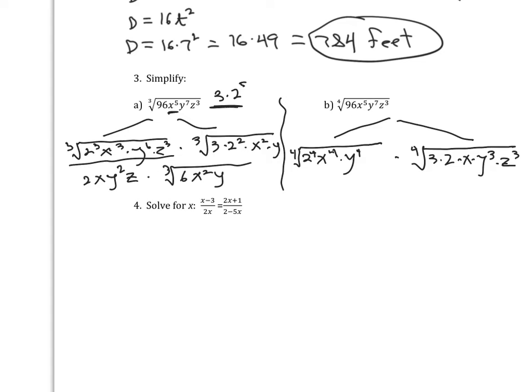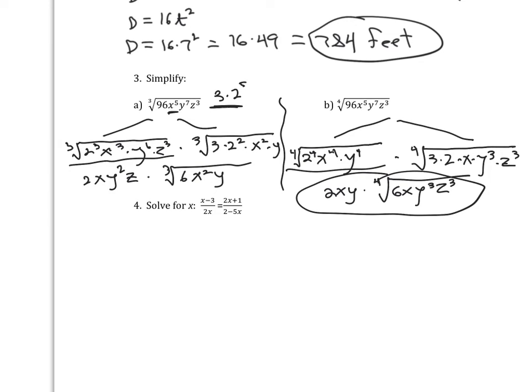And so we then take the fourth root of everything in the left radical, and that gives us 2xy times the fourth root of 6x y cubed z cubed, and that is our final solution.